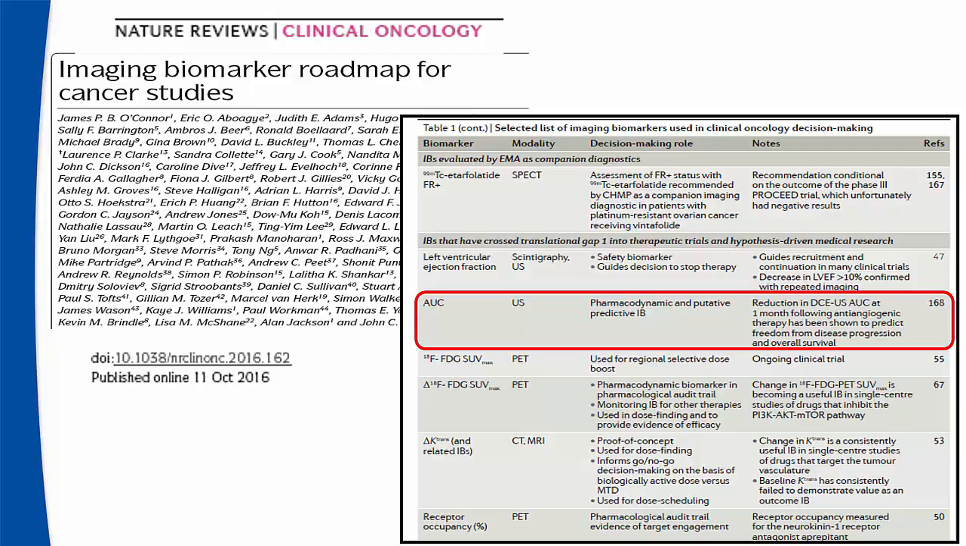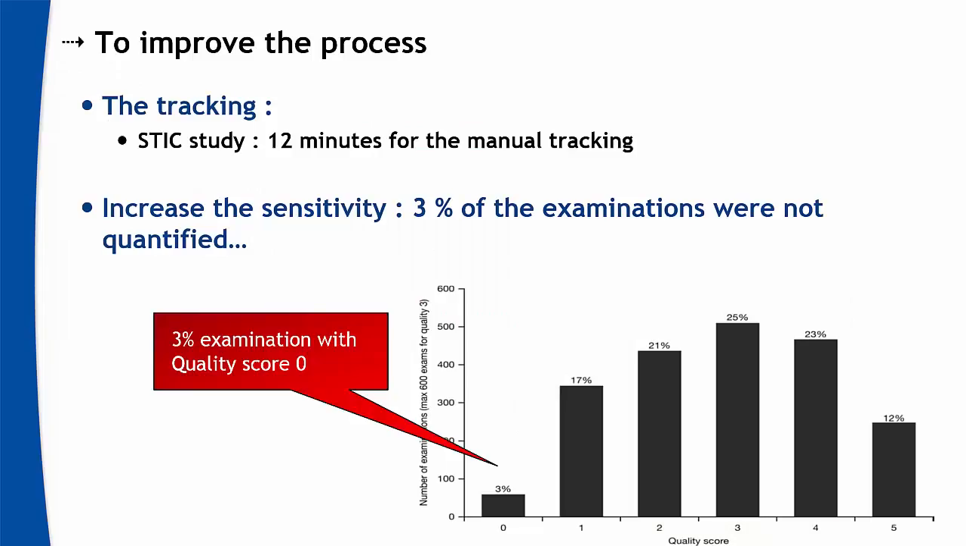So for the future, we need to improve the process, and we have 2 ways. Firstly, the tracking. In the STIC study, the tracking took 12 minutes for the manual tracking. Also, we want to increase the sensitivity because we determine the quality score, and we are not able to quantify 3% of the DCE-US. So we would like to decrease this number.